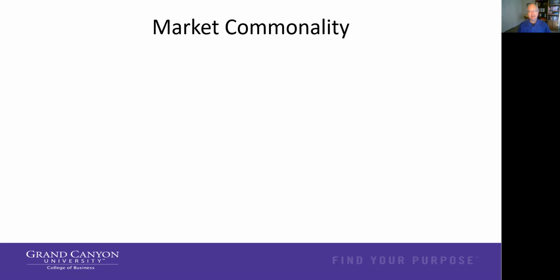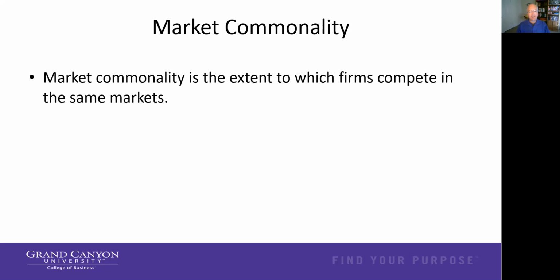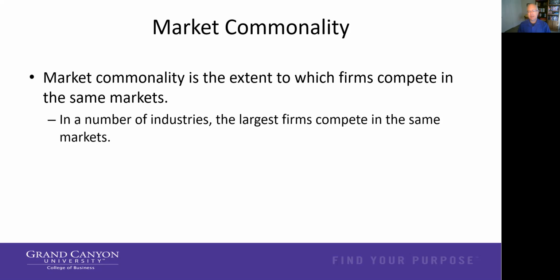Now, market commonality is the extent to which firms compete in the same market. And market commonality is increasing as more and more firms compete internationally. In a number of industries, some examples could be the airlines, chemical industry, pharmaceuticals, consumer foods. In these types of industry, the largest domestic firms compete in many of the same markets. So there is high market commonality. This means that each has awareness and motivation to respond to competitive interaction.